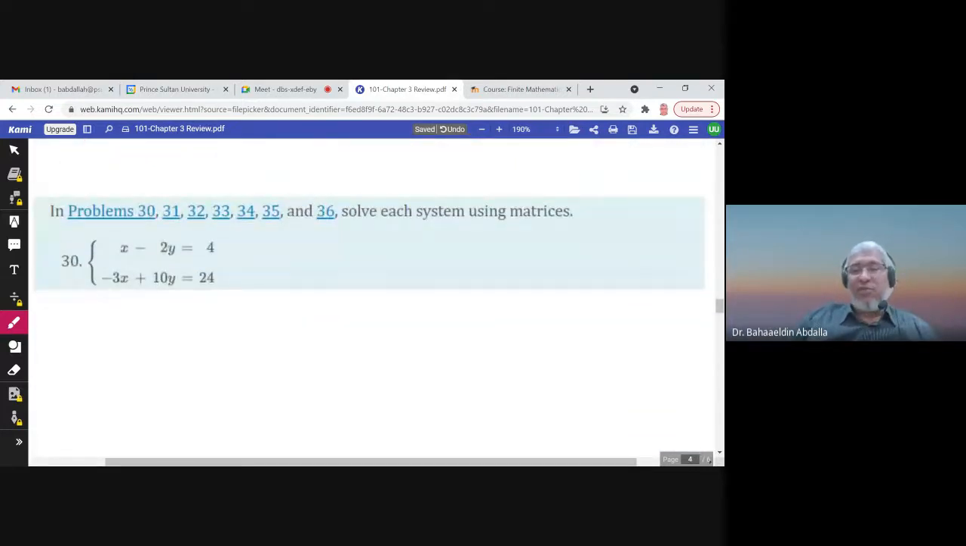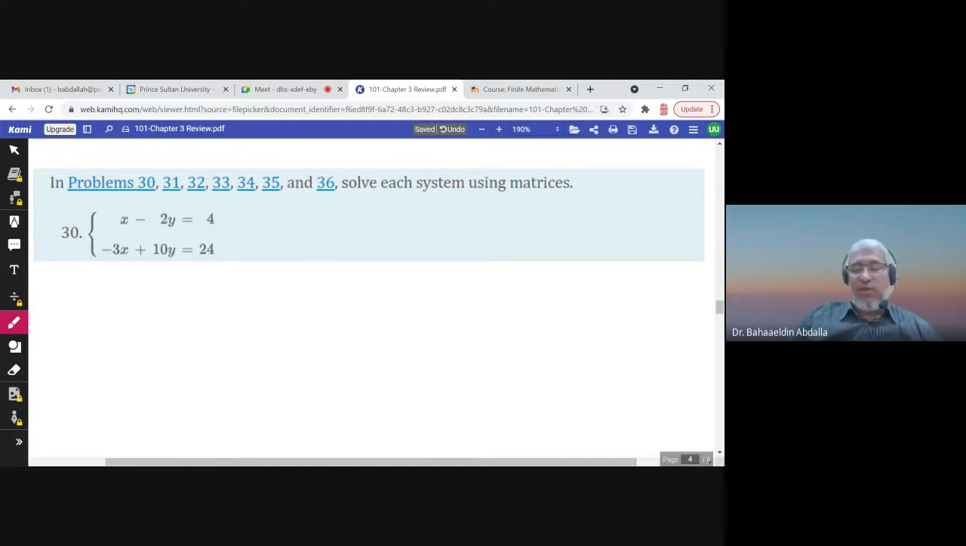Solve each system using matrices. When he says using matrices, he means Gauss and Jordan. So with Gauss and Jordan, we first write the augmented matrix. 1, negative 3, negative 2, 10, 4, 24. This is the augmented matrix. And then we change the matrix on the left to the identity matrix.